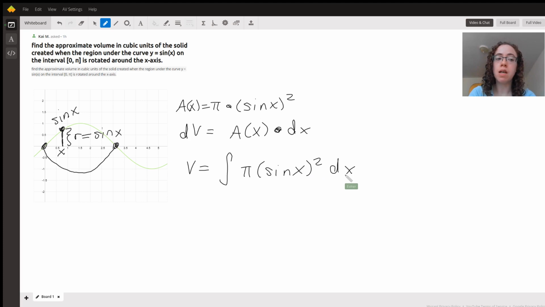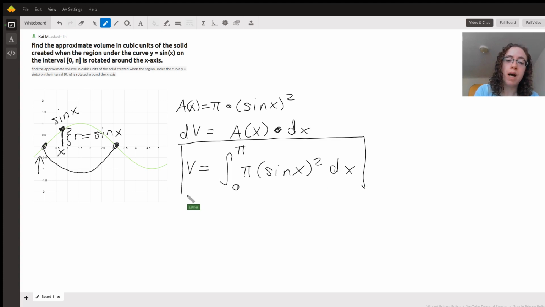Last step in setting up our integral is to determine our bounds. And of course, that was kind of given to us in the beginning of the problem. We'll start at x equals 0 right here and go up to x equals pi. And so there we have it. This is our integral. And now at this point, you can go back into your toolkit for integration, specifically for trigonometric integrals, and evaluate this.